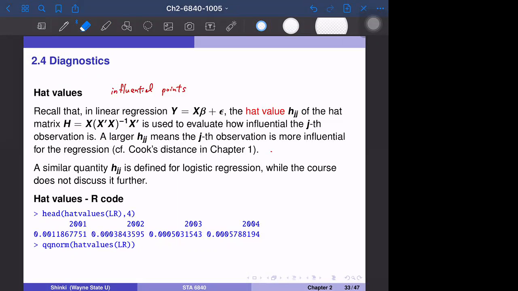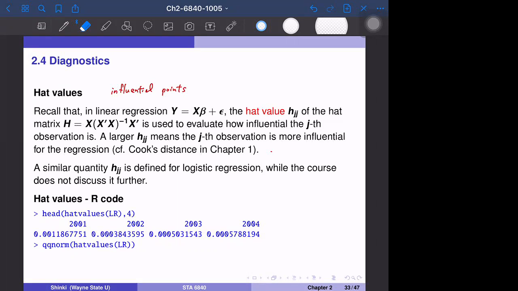Hi everyone, the next topic is hat values. This statistic gives information on influential points. In linear regression, we check if observations are influential or not. If a few observations have too much influence on the regression result, that result isn't robust, because if we change the data a little bit, the regression model can change a lot.